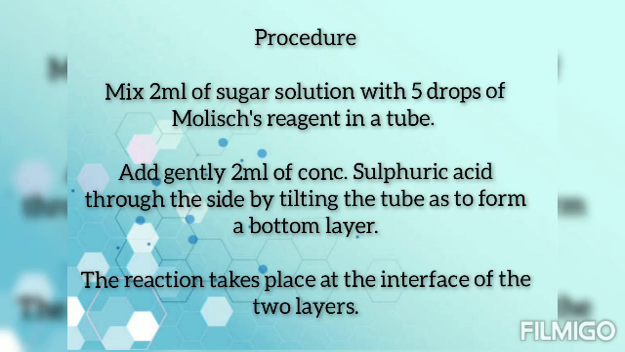Procedure: mix 2 ml of sugar solution with 5 drops of Molisch reagent in a tube. Add gently 2 ml of concentrated sulfuric acid through the side by tilting the tube so as to form a bottom layer. The reaction takes place at the interface of the two layers.